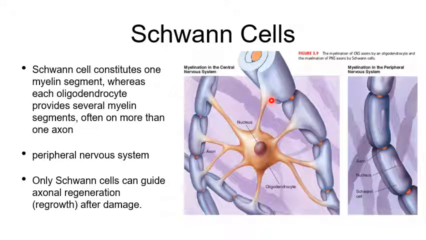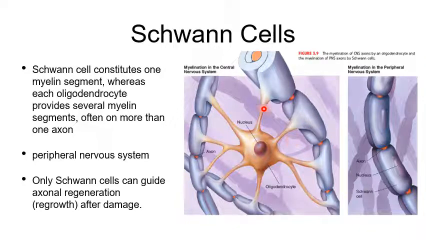Another cell with a somewhat similar function to the oligodendrocytes is the Schwann cell. The Schwann cell constitutes one myelin segment, whereas each oligodendrocyte provides several myelin segments, often on more than one axon. In this picture, this is an oligodendrocyte, and this one is an axon of a neuron, another axon of a separate neuron, and a third axon of another separate neuron. So one oligodendrocyte wraps around the axons of several neurons.